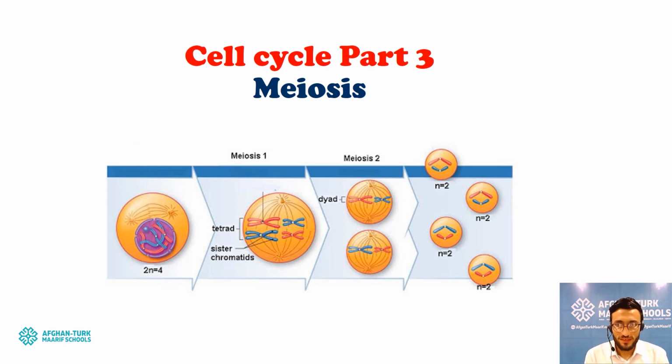Let's start today's video, cell cycle part 3, meiosis. And let's start with a question. Have you wondered why children do not look exactly like their parents? Or why some siblings look so different from each other? The answer lies within meiosis cell division, which generates the gametes for reproduction.